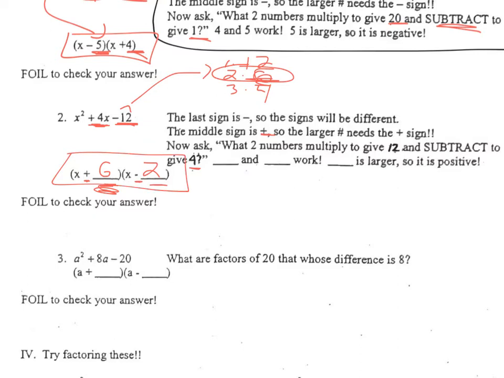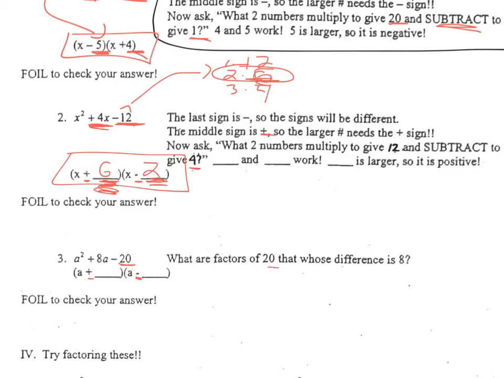To check, 6 plus negative 2 is 4. That works. And positive 6 times negative 2 is negative 12. Okay, if I go down to 3, again, I see this last number is a negative. So if a product's a negative, they have to be opposite signs. Positive times a negative gives us a negative.